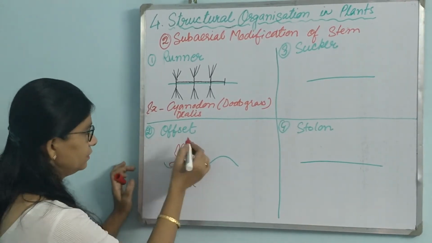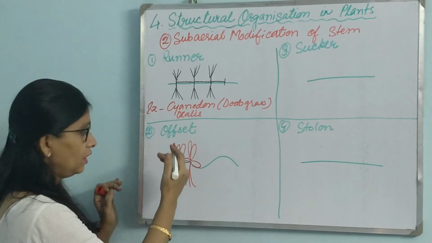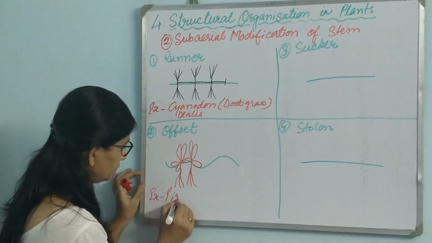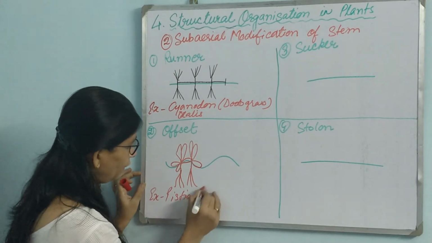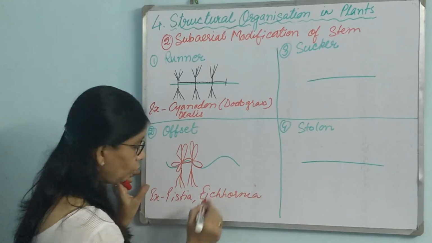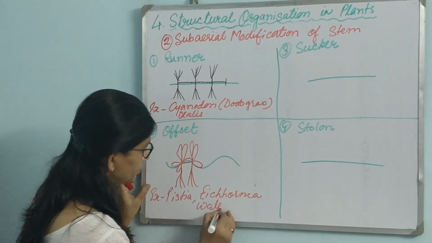So this is offset. Similar to runner, but it is in water. Now example is Pistia, eichhornia, which is also known as water hyacinth.